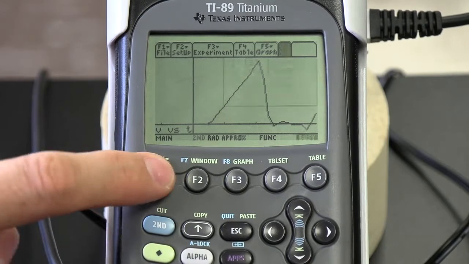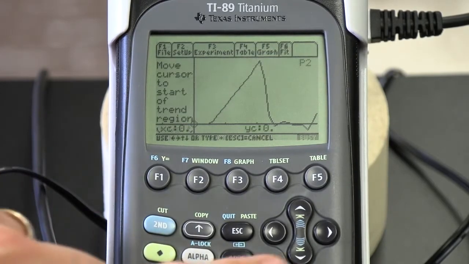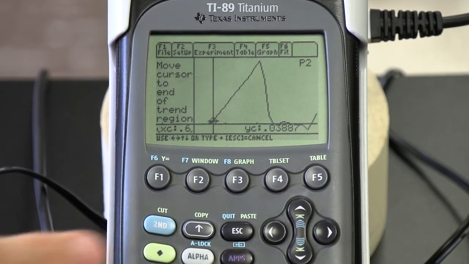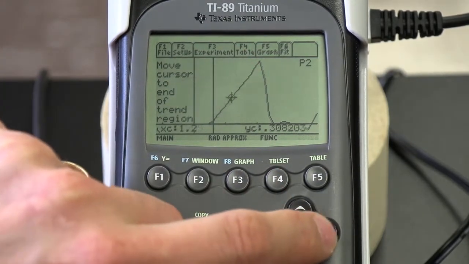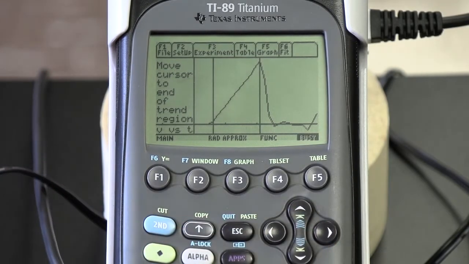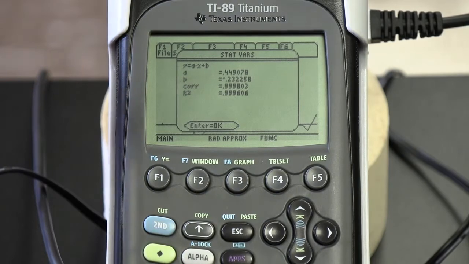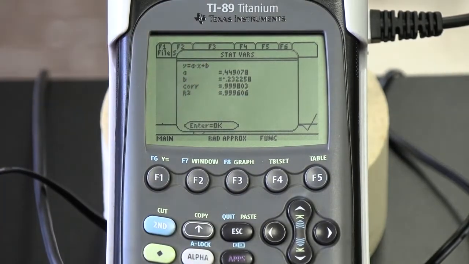We need the slope of that. Let's calculate the slope. This line begins about there, so I move the cursor there. It ends about there, so right there. And let's give it a moment to calculate. I see about 0.449, so I'm going to call that 0.45. Again, we don't need any more precision because we're going to graph that, and the graph is already kind of a little on the crude side.